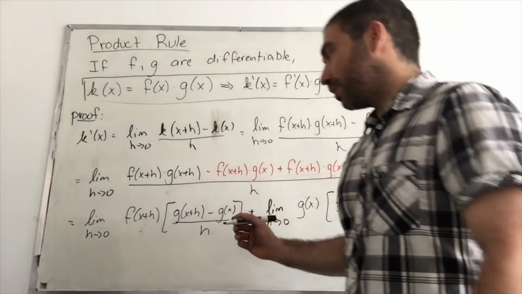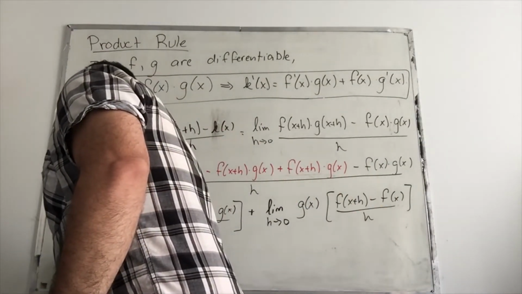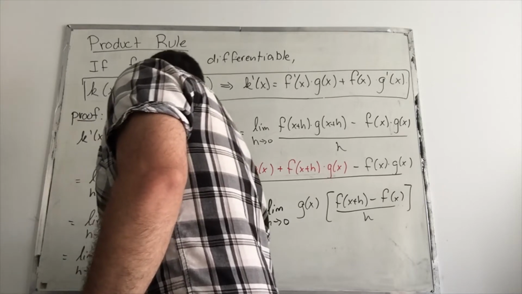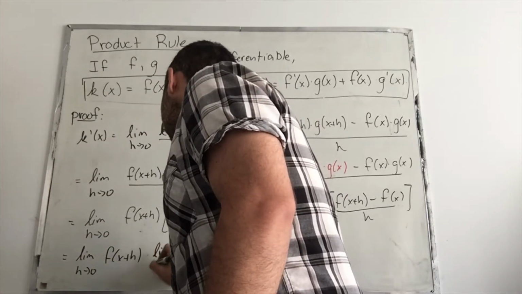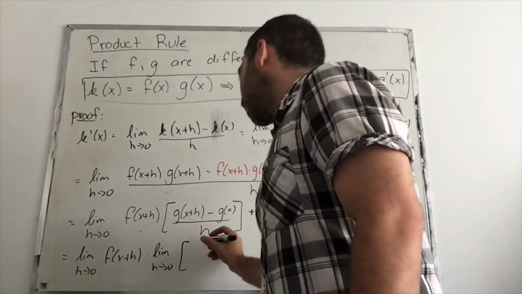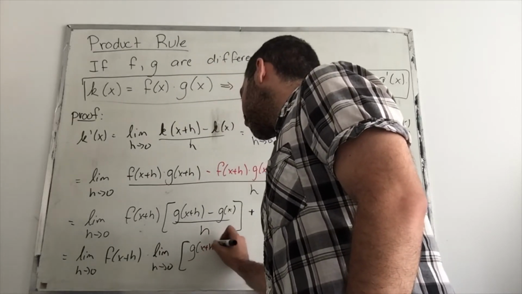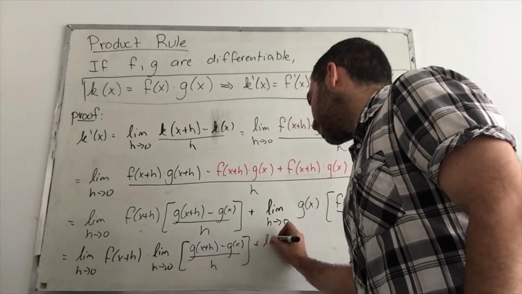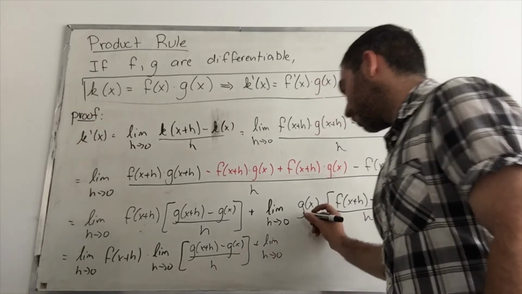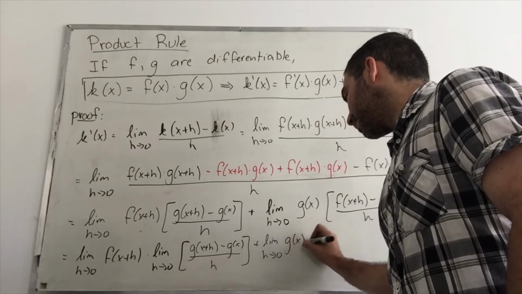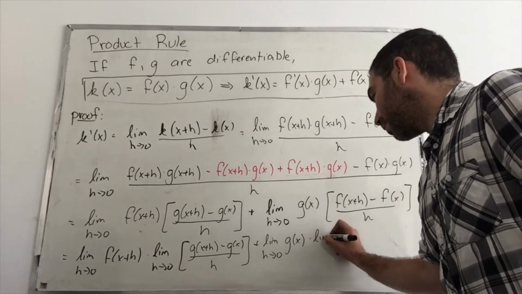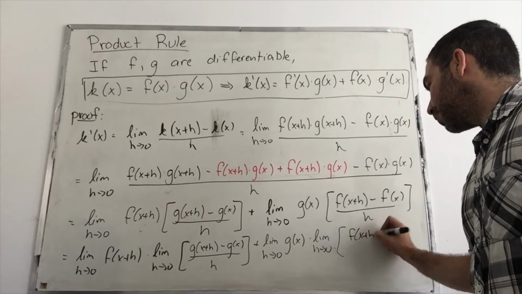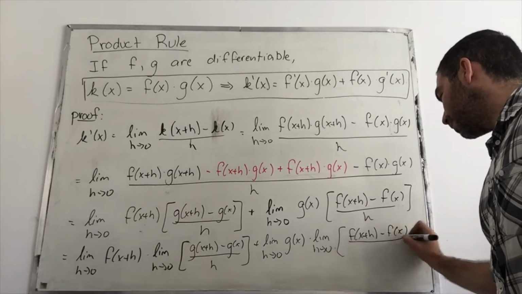Okay, and this gives us the limit as h tends to 0 of f of x plus h times the limit as h tends to 0 of what's in the square bracket, g of x plus h minus g of x, all that divided by h, plus the limit as h tends to 0 of g of x times the limit as h tends to 0 of what's in the square bracket, f of x plus h minus f of x, all this divided by h.